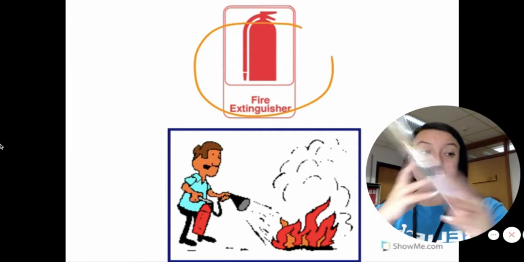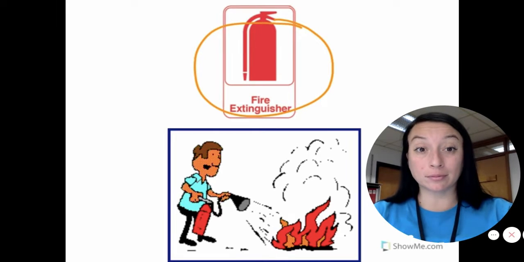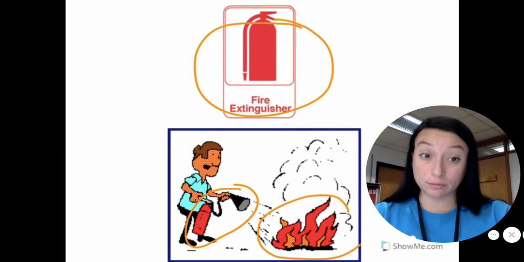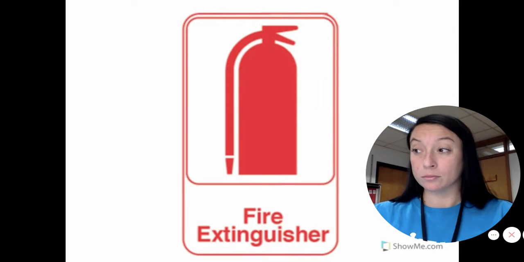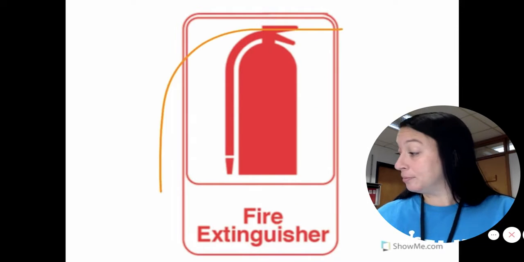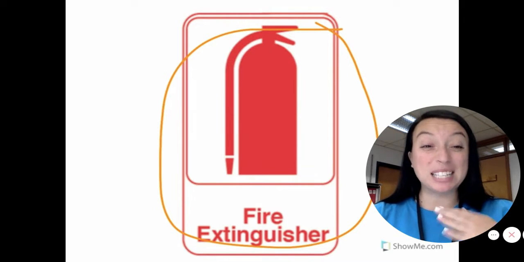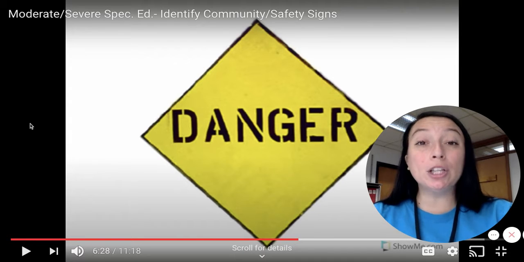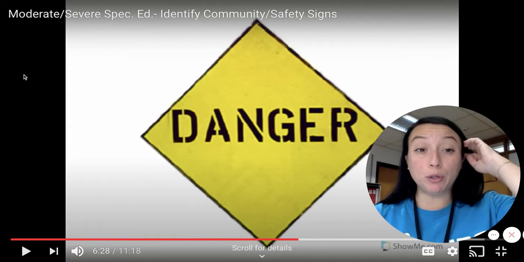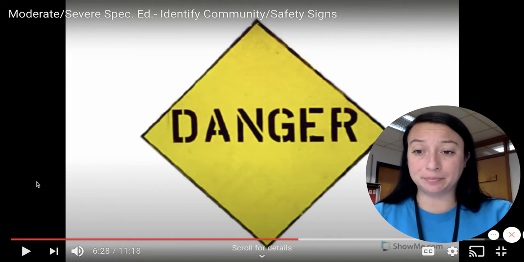Fire extinguisher. When there's a fire, we can use the fire extinguisher to put out the flames of the fire. Fire extinguisher. It's used to put out fire. Helps keep us safe. We learned a lot about community helpers, and firefighters use fire extinguishers a lot.